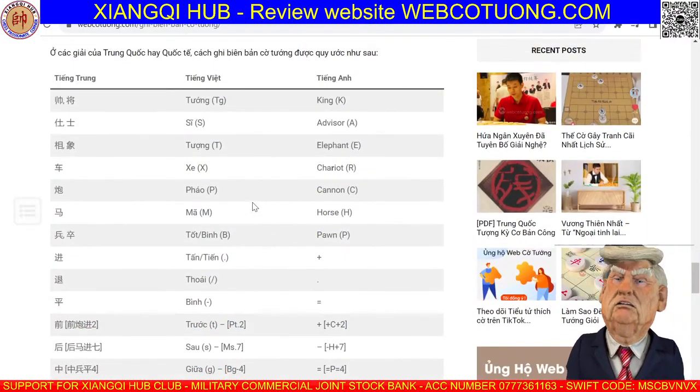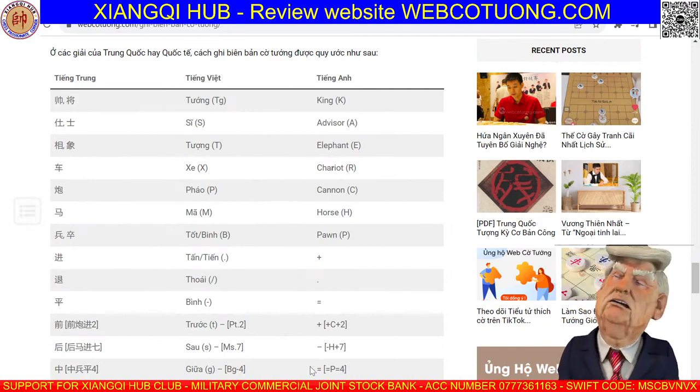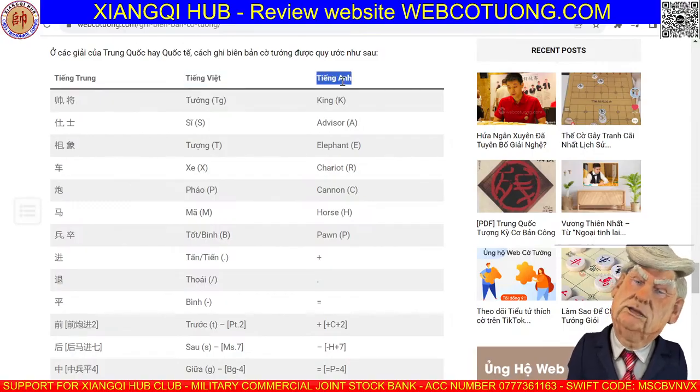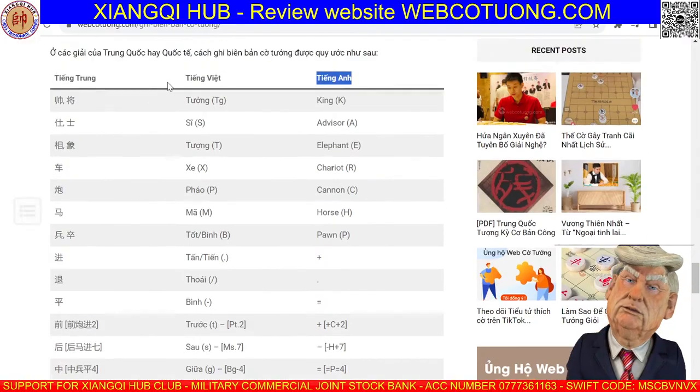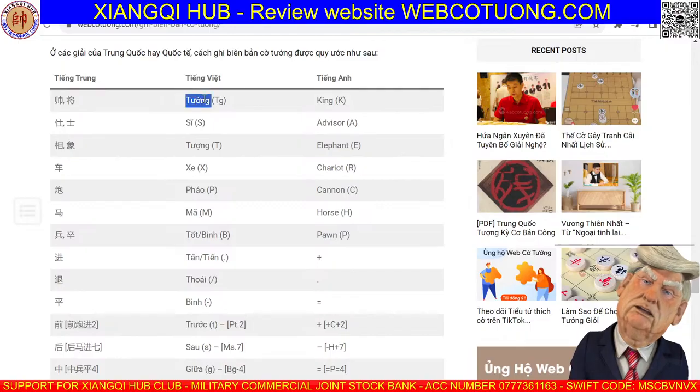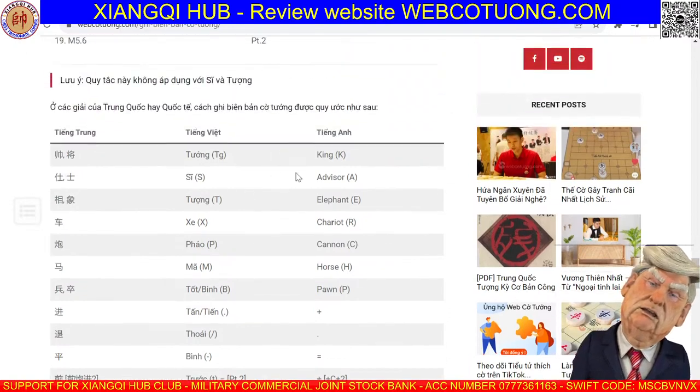All right, so interesting. Here we have Chinese, we have Vietnamese, and we have English. So in Chinese, I don't know how to read Chinese, but it's how they write in China. In Vietnamese we call it general, in English we call it king. In Vietnamese we call it tướng, and in English the advisor is called Sĩ in Vietnamese.